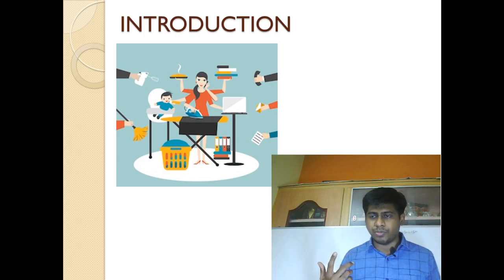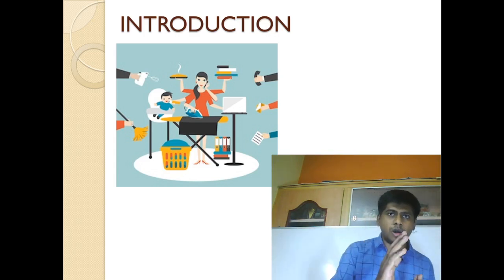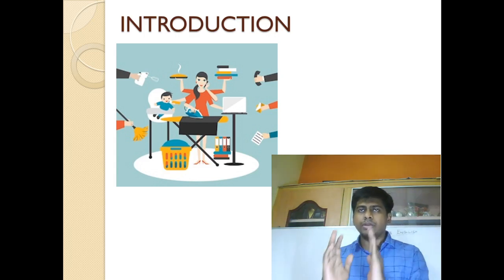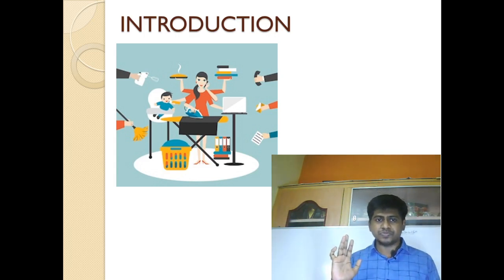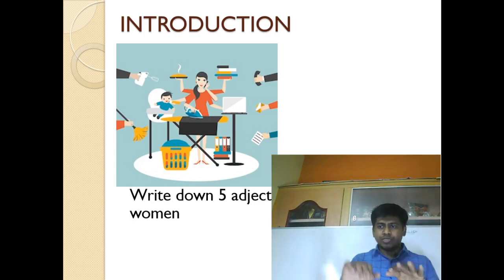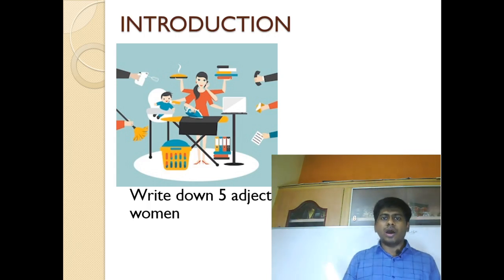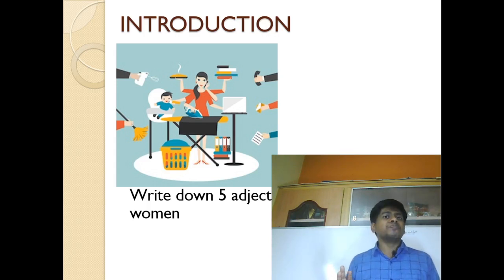Describe the image. I mean to say, describe the person. Any woman, maybe your mom or teacher, a woman in the world, you need to describe with 5 adjectives. Okay, and you may pause and write down. After writing down, I hope you might have written 5 adjectives.